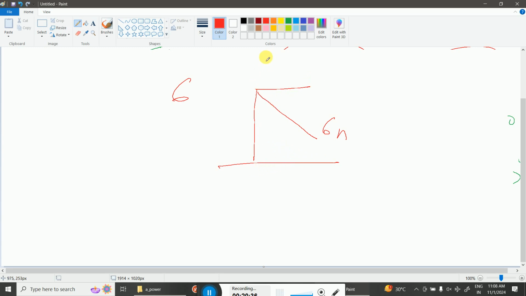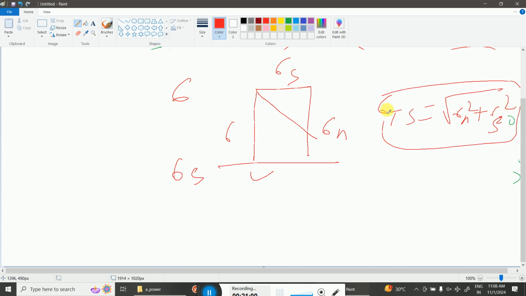So when stress is divided into two components, this is your sigma s and this is your sigma n. Then what will be the total stress? The total stress is equal to the square root of sigma n square plus sigma s square. This is the total stress.